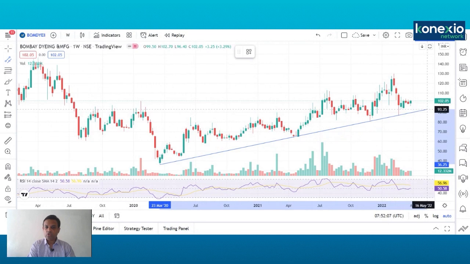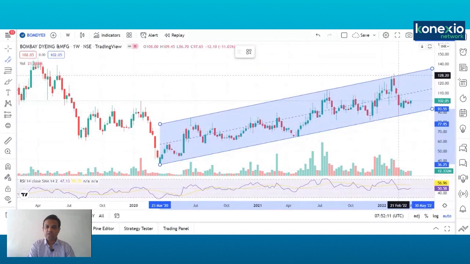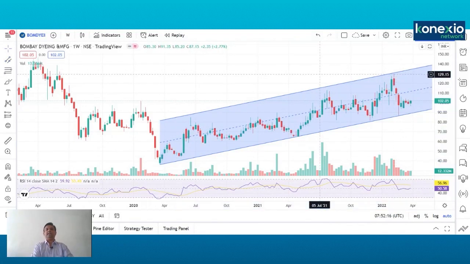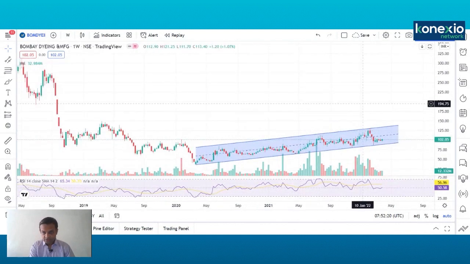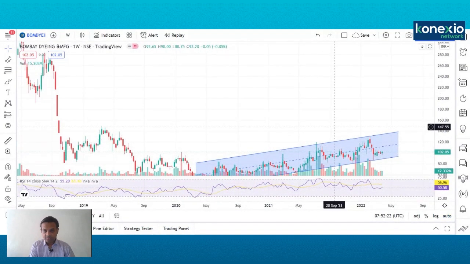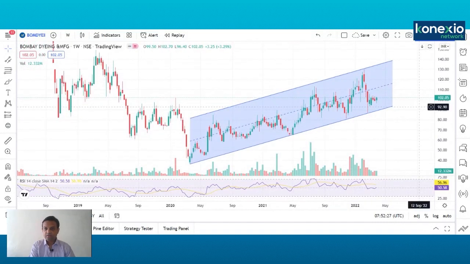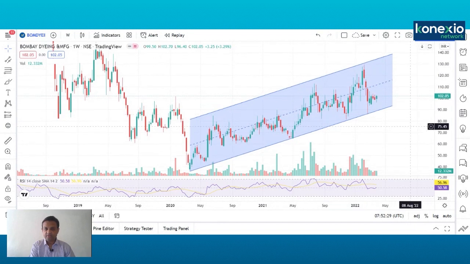Yes, the trend was slow. It was moving northward, on an upward trajectory, but in a very slow and gradual manner. Now let me put this particular rectangular channel. Now you can clearly see the stock has been consolidating for quite some time. I mean to say the last couple of days. Now let me just expand this chart so you will have a clear view.